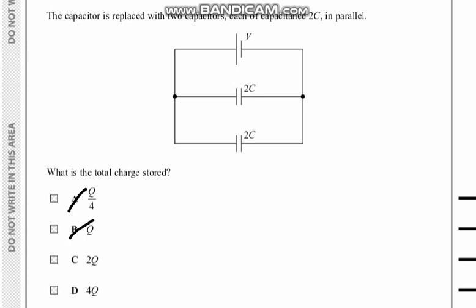The reason I cancelled these out is that to find the total charge stored, the formula is Q equals CV, where Q is the charge, C is the capacitance, and V is the voltage.